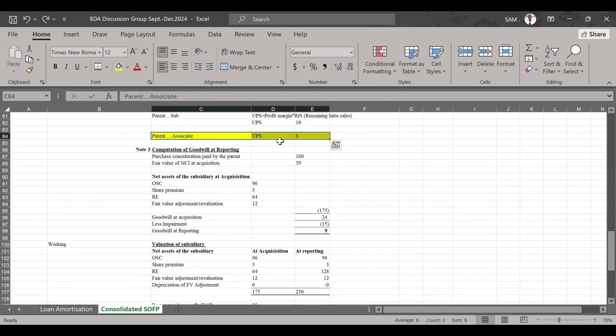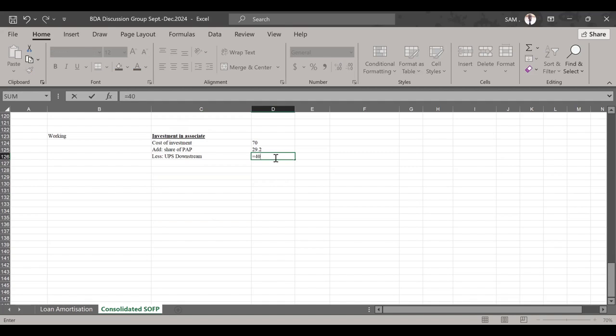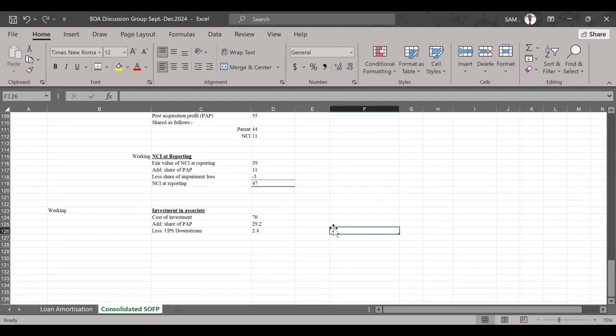Now, this total UPS, unrealized profit on stock, is being shared by the parent and the other shareholders. Parent only has 40%, but the other shareholders, making up 60%, have the remaining part. But here, because it is the parent consolidating, we only take our share. The rest, we don't care. What is our share? Our share is only 40%. And it is 40% of what? It is 40% of this 6 million, which we already calculated. And that's how we are getting our 2.4. But remember, we are subtracting it. So I will introduce a negative sign here so that we deduct the unrealized profit. This is fake profit, so we cannot add it.